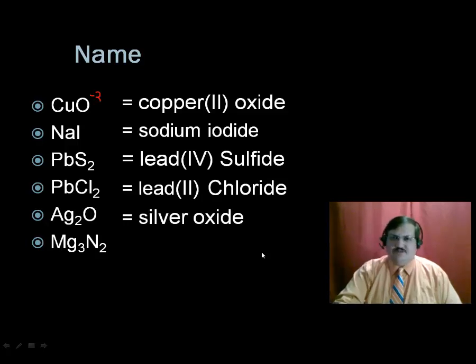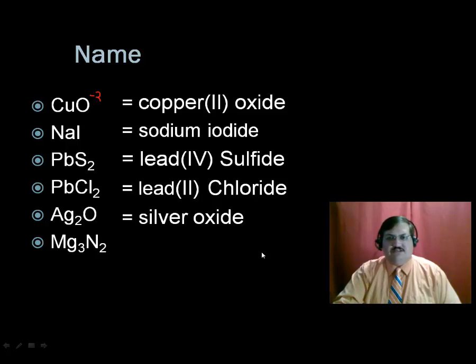For the next one, we get silver oxide. Now this one was a little bit of a trick question. Silver is one of the rare exceptions where a transition metal is not going to form multiple ions, so you really don't need the Roman numerals there. And then the last example I have here is going to be magnesium nitride.